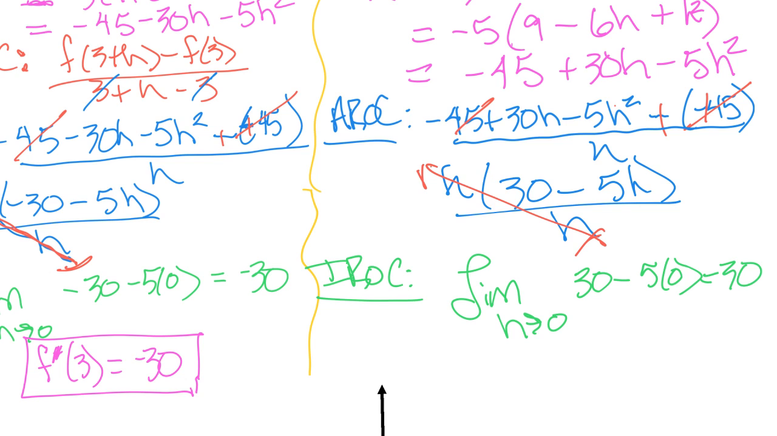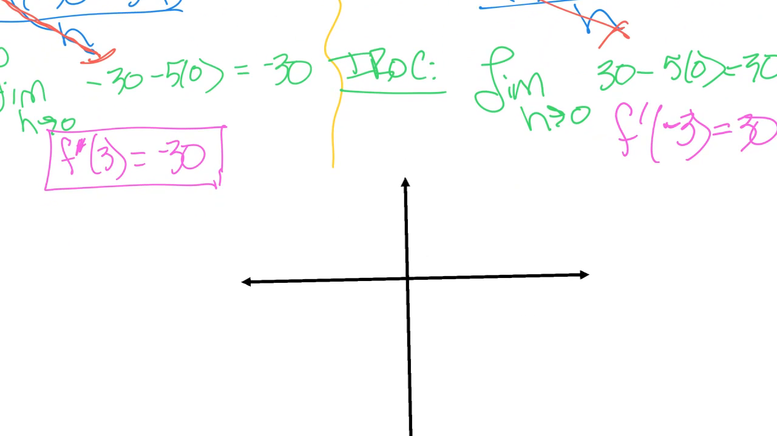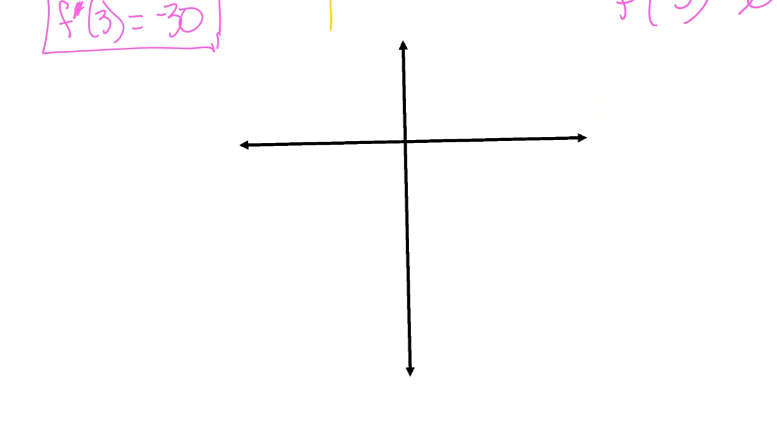Well, isn't that a coincidence? Is it or is it not? So let's take a look at what's going on here. F prime of 3 was negative 30. F prime of negative 3 is 30. So what kind of a function do we have here? We have a quadratic. I'm going to just get a quick sketch here. We have a quadratic function that opens down because we've got that negative 5x squared. So we know it opens down. It's stretched by a factor of 5. Goes through the origin. Not drawn to scale.